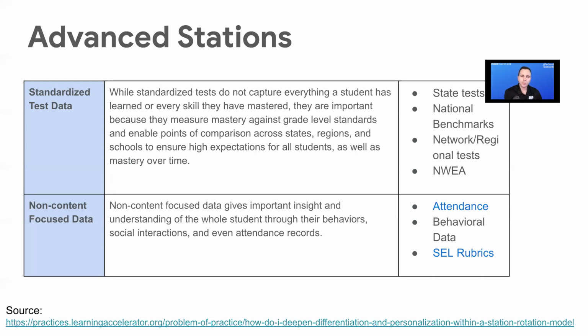The last one is a little bit more about non-content focused data. So it might be more things like behaviors, social interactions. If you have like an SEL rubric or SEL look-fors, those are also types of data. So all of those things can be considered when you're designing your groups.